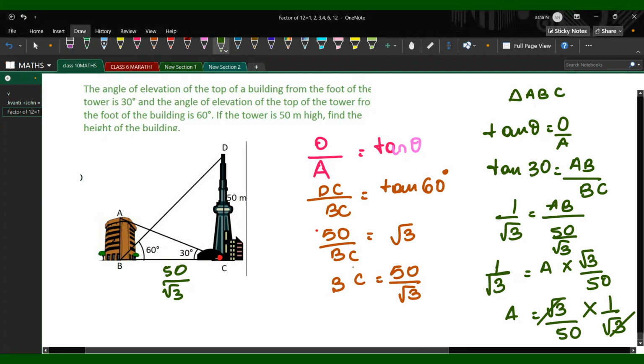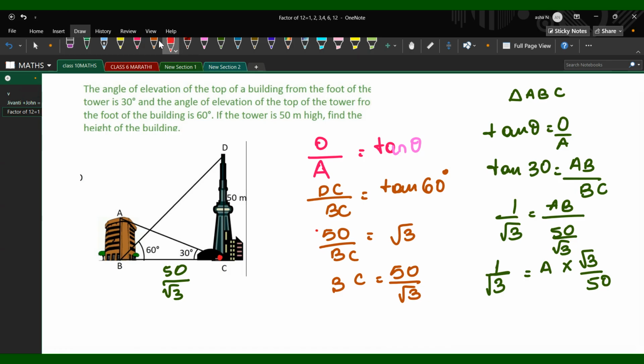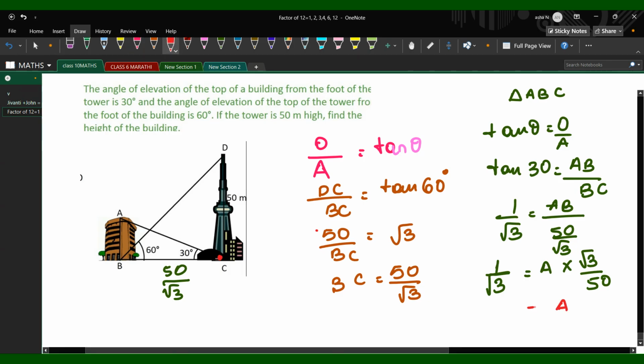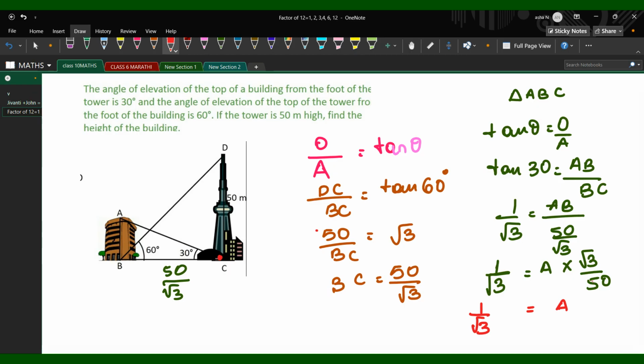Wait. No, no, no. We have not brought it. We have not brought it properly to the other hand side. Yes. So A, we will keep it here. Okay, 1 upon root 3, we are going to keep it here. And this root 3 upon 50, we will bring it here. So it will become 50 upon root 3.